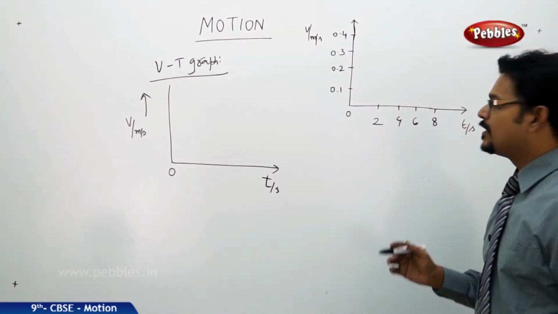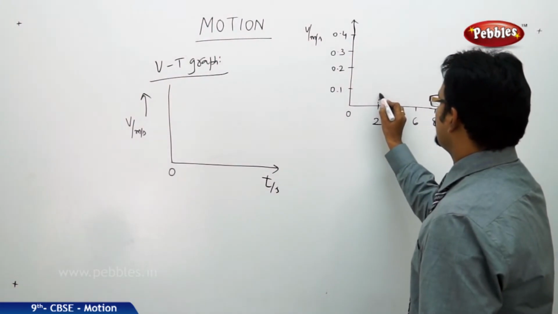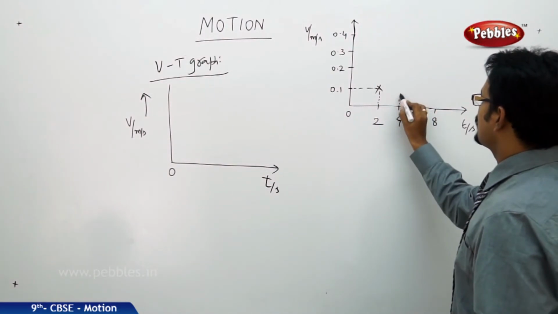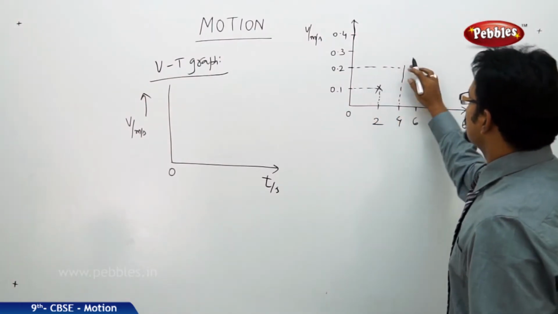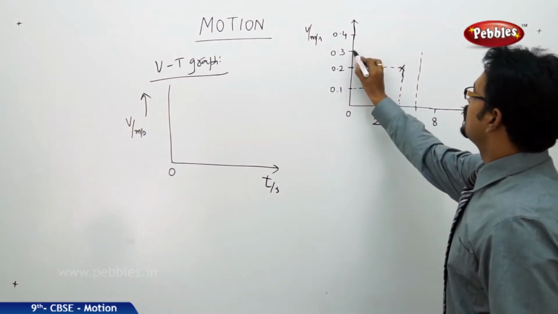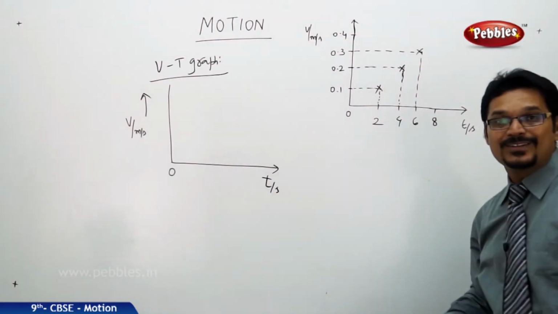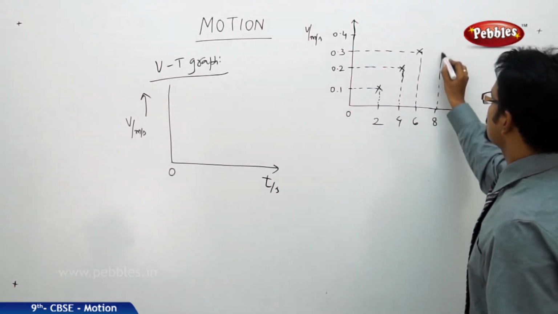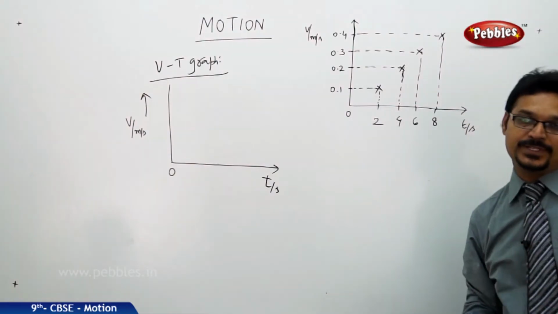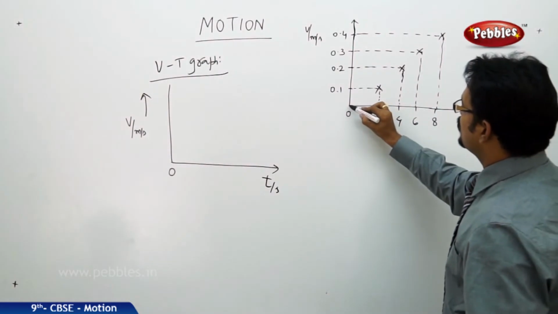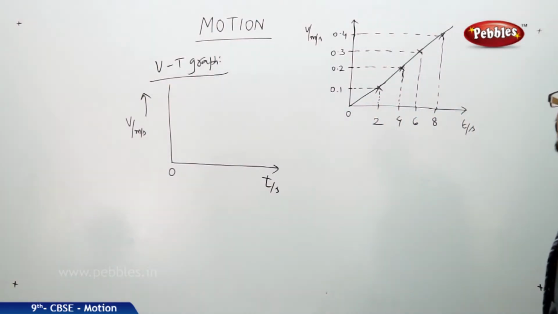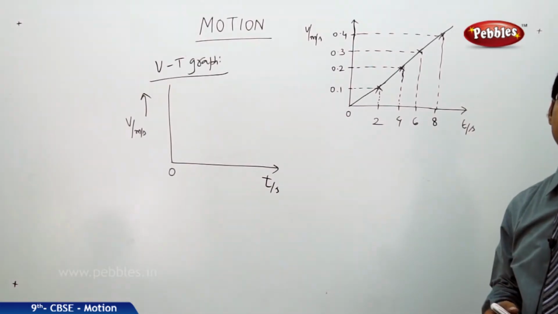These are the times. At an interval of 2 seconds, the speed of the body is 0.1. At 4 seconds, the body speed is 0.2. At 6 seconds, it is 0.3. Similarly, at 8 seconds it is 0.4 meters per second. Once again, if you join the points, without any doubt you can say it is a straight line passing through the origin.